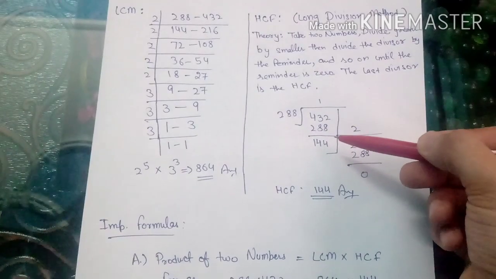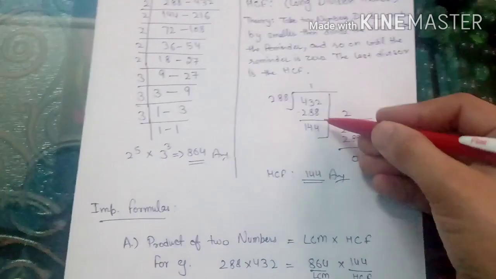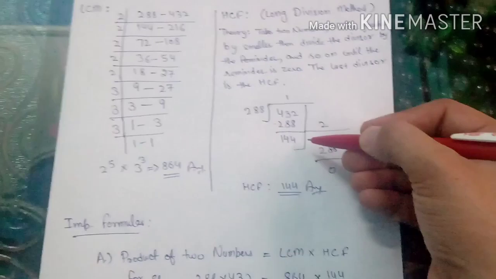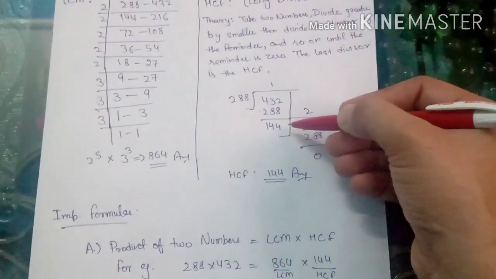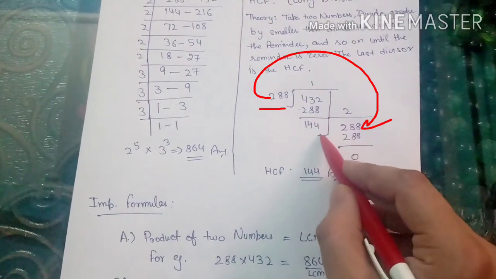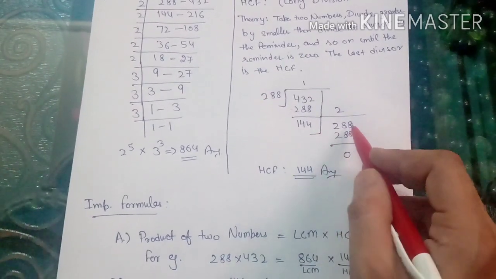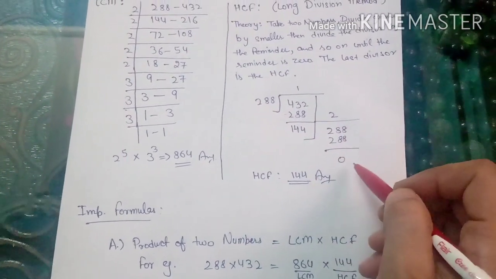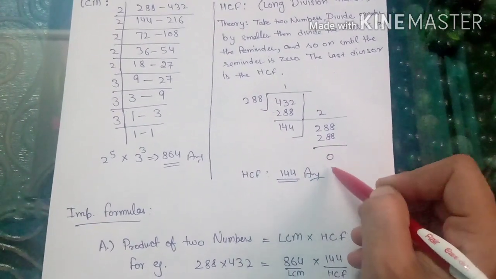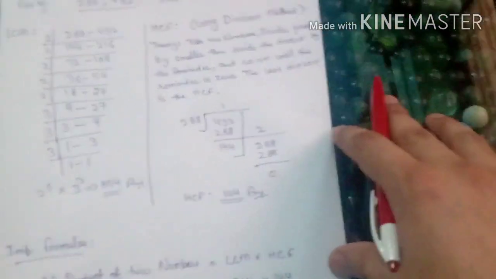So 1 into 288 gives you 288, and you have to subtract this. 432 minus 288 gives you 144. Okay, now 144 is remaining. Now you have to divide 288 by the remainder, 144. Now 144 into 2 is 288, and the remainder is 0. You have to calculate till here. Now this last divisor is known as the SCF of the two given numbers.